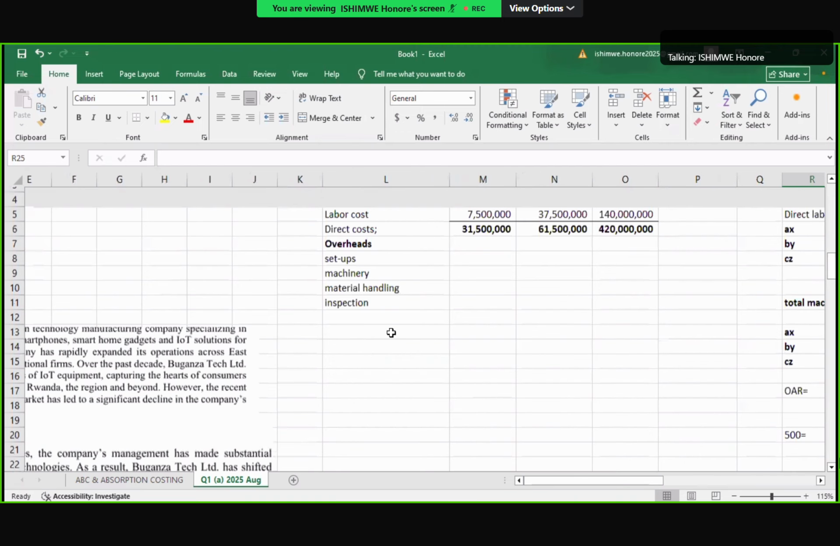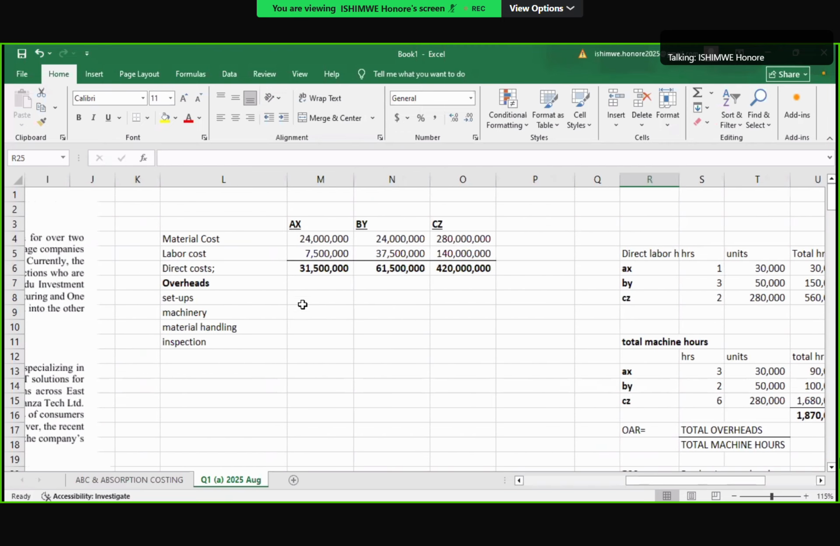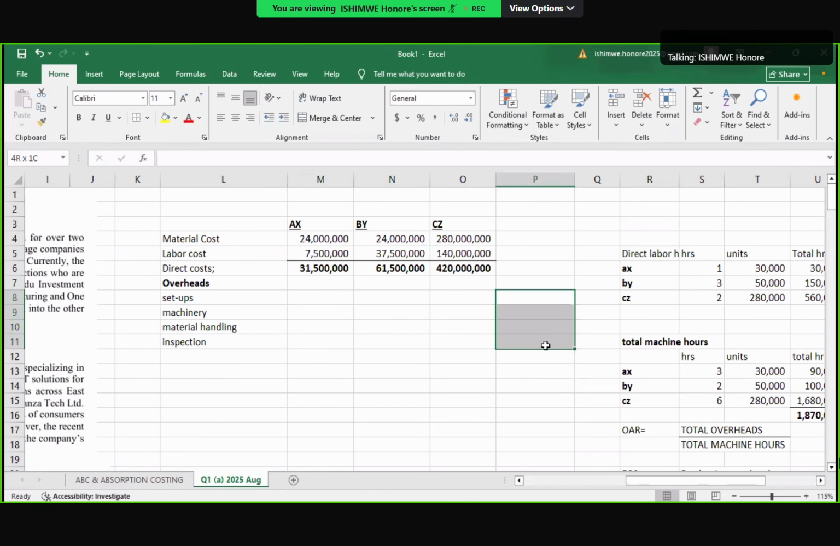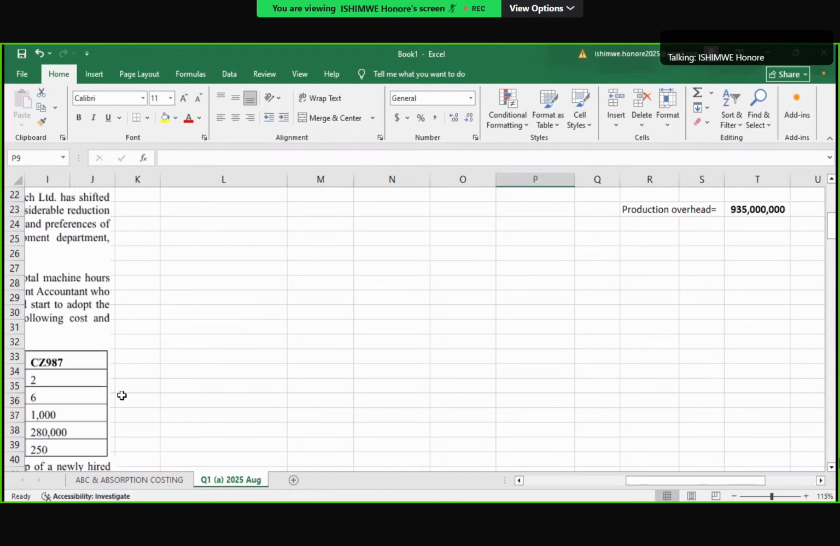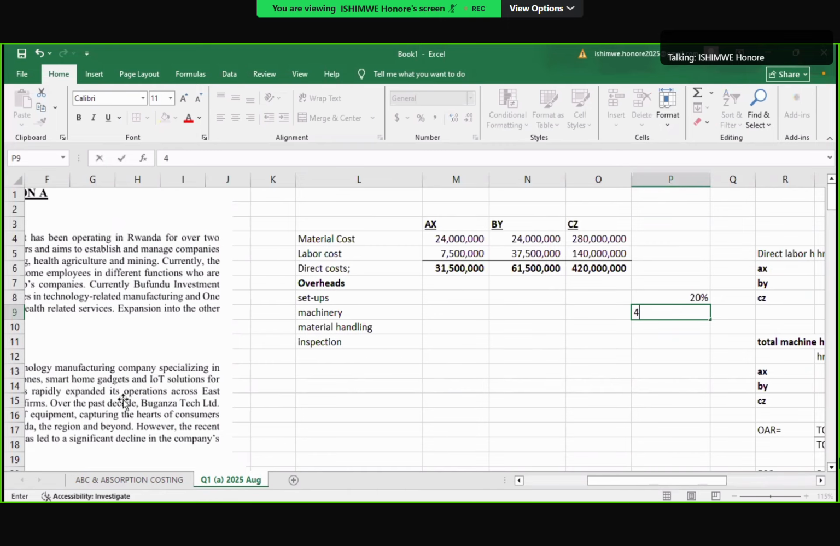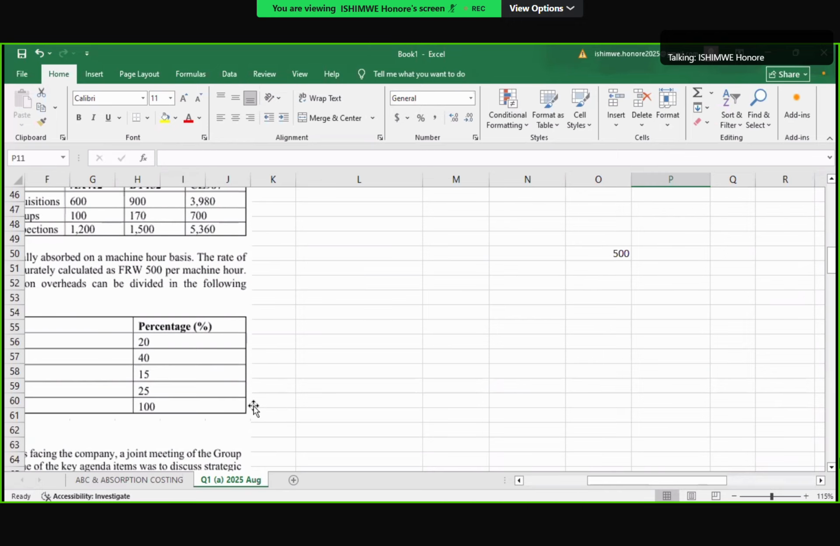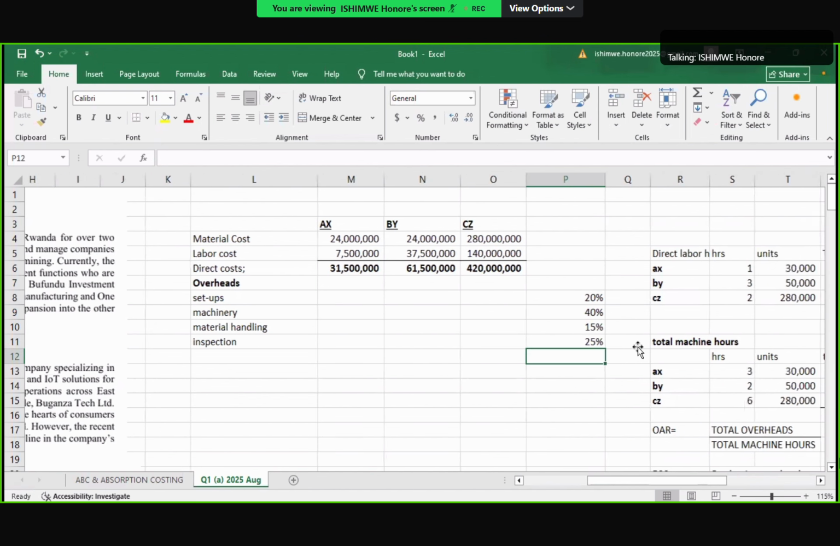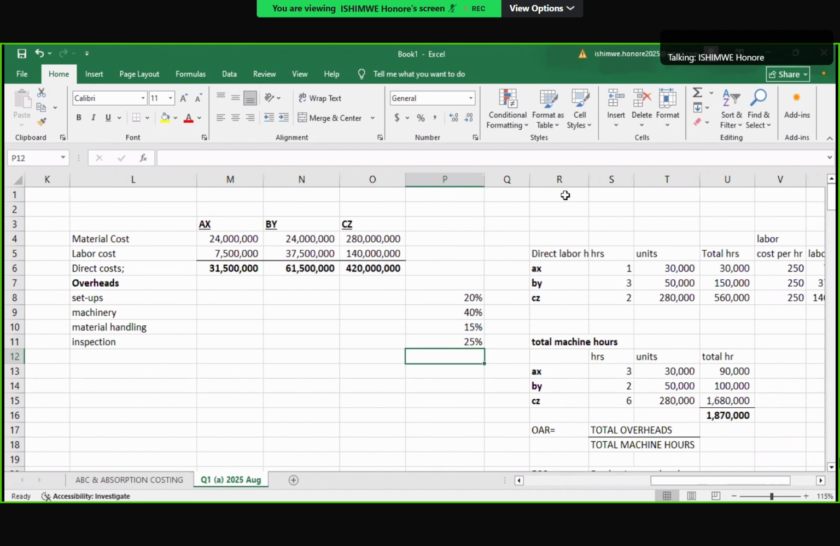Okay, so here they told me it is 20% of production overhead. I don't remember well. 20, 40% and 15. 40%. Here we have 15%. And what about here? 25%.